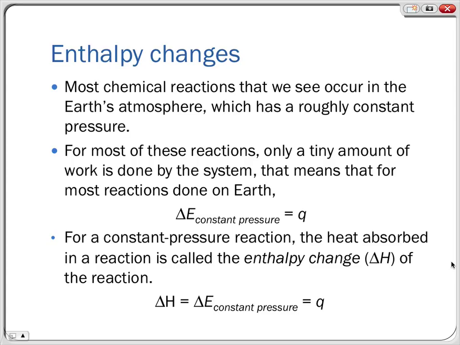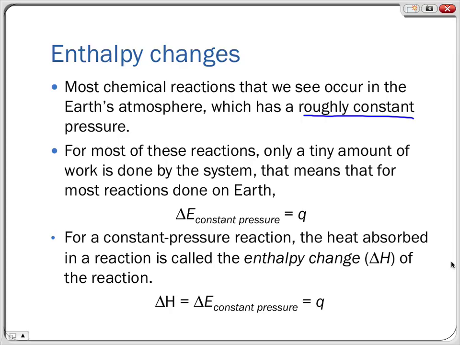Most chemical reactions that we see occur in Earth's atmosphere. We do them in a lab. We don't do them in pressurized vessels. We don't do them in space or something like that. So most chemical reactions are in the Earth's atmosphere, and the Earth's atmosphere has a roughly constant pressure. It does change as the weather changes, but for the most part it stays about the same. It may change if you go up a mountain, but most of the time, if you're doing a reaction in a laboratory, that pressure is going to stay about the same.